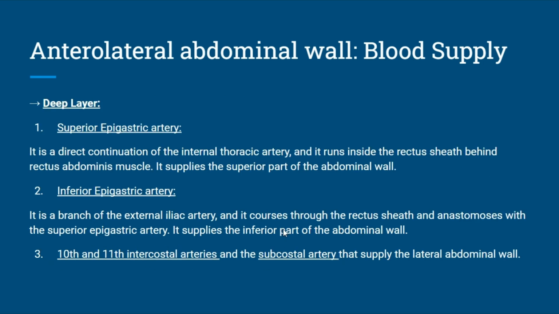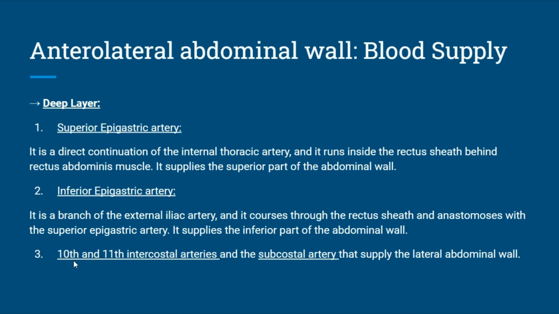The deep layer blood supply, first one is the superior epigastric artery. It is a direct continuation of the internal thoracic artery, and it runs inside the rectus sheath behind the rectus abdominis muscle, and it supplies the superior part of the abdominal wall. We have the inferior epigastric artery, a direct branch from the external iliac artery, and it courses through the rectus sheath and anastomoses with the superior epigastric artery, so it supplies the inferior part of the abdominal wall. So these are the deep layers.